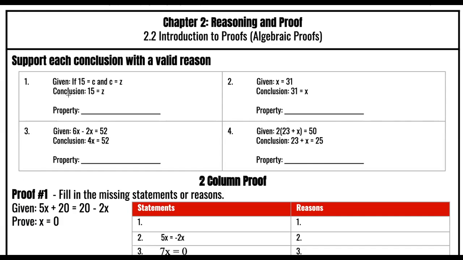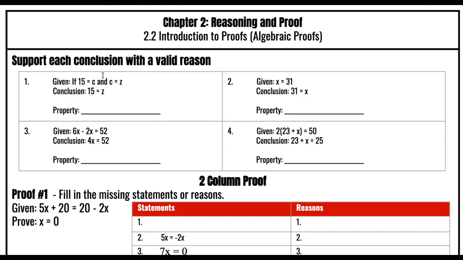Let's look at the instructions first. It says support each conclusion with a valid reason. So they will give us some information, then they will draw a conclusion, and then we have to say what property, what reason justifies them being able to draw that conclusion. You'll be using that long list of properties from the 2.2 guided notes. So let's take a look at number 1 now.